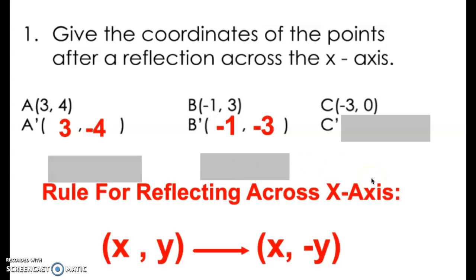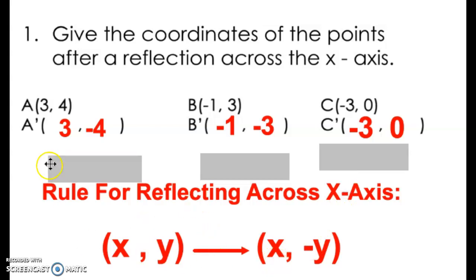Point C, its original location is at negative 3, 0. Now to find C prime, we're going to follow our rule for reflecting across the x-axis. So the x-coordinate is going to stay the same. So the x-coordinate of C prime is negative 3. The y-coordinate, now it says to take the opposite. Is there a negative 0? No, so it's just 0. So here, the coordinates of C prime are negative 3, 0, and we have successfully used this rule to reflect these 3 points across the x-axis.